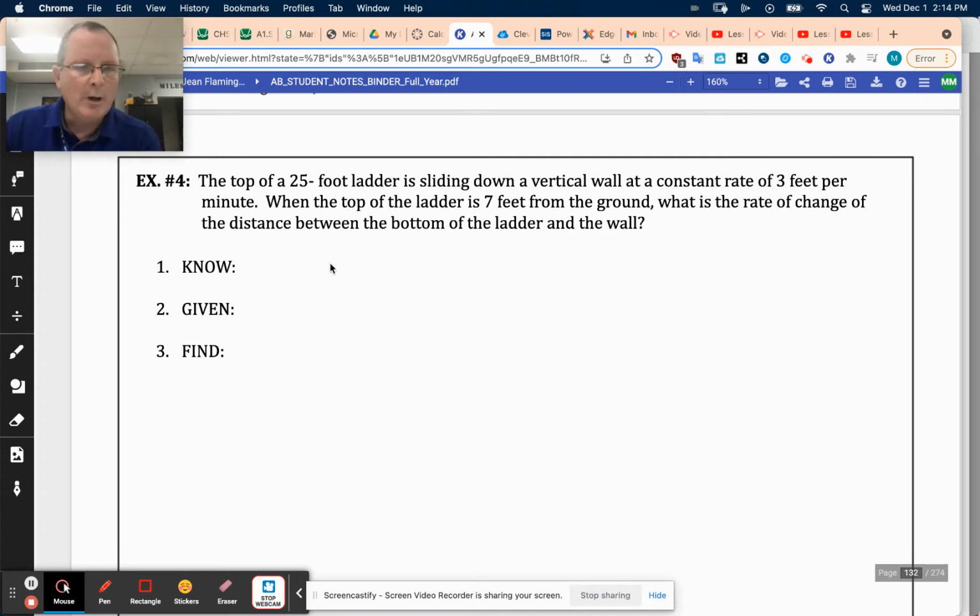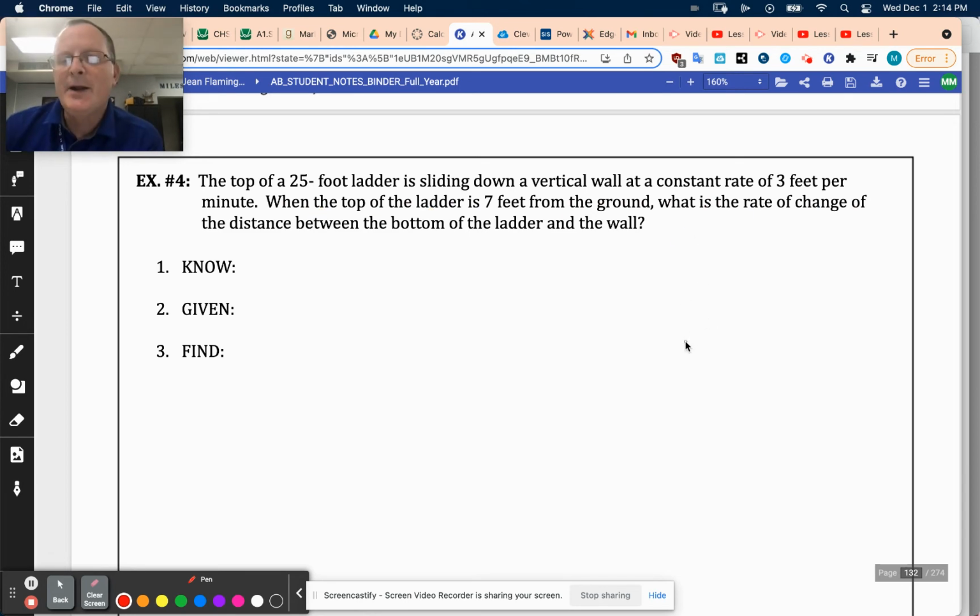Okay, hey, on example four, we've got a top of a 25-foot ladder sliding down a wall at 3 feet per minute. When the top of the ladder is 7 feet from the ground, what is the rate of change of the distance between the bottom of the ladder and the wall?